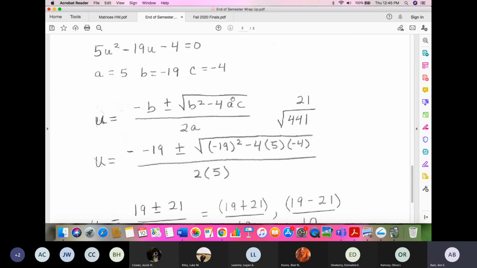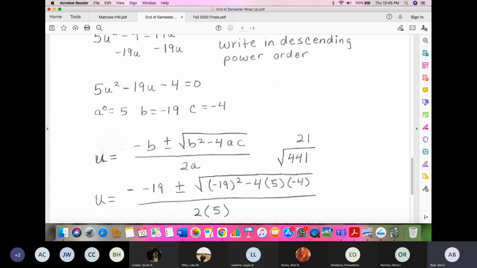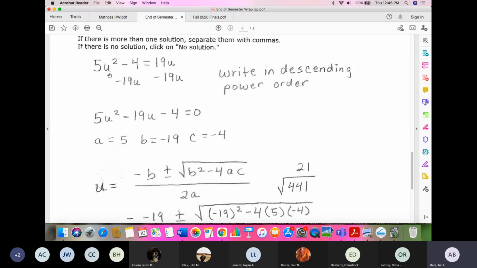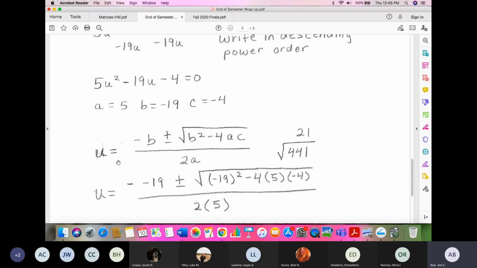So we're ready to apply the quadratic formula here. I had to erase x. I'm so used to working with x, but you could be given a problem with a different variable in it, so I erased it and wrote in u. U equals negative b plus or minus the square root of b squared minus 4ac, all over 2a.